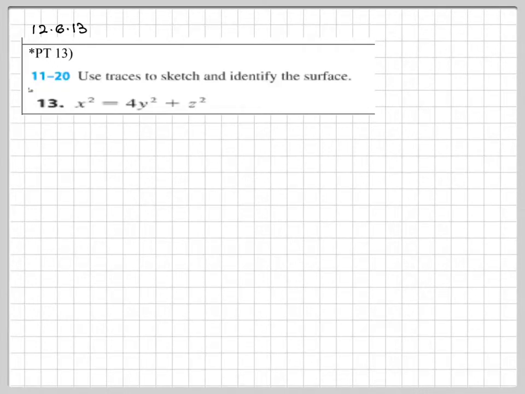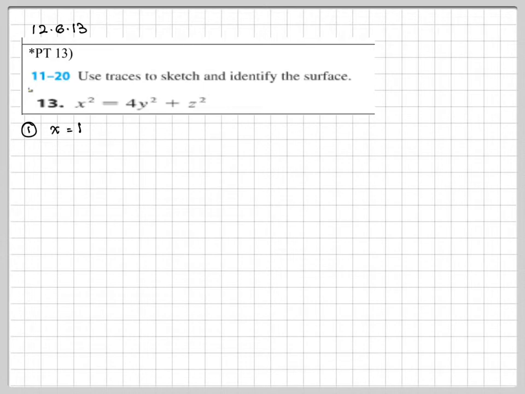Hi, in this video, I will be showing you problem number 13 of chapter 12, section 6. Use traces to sketch and identify the surface x squared equals 4y squared plus z squared.